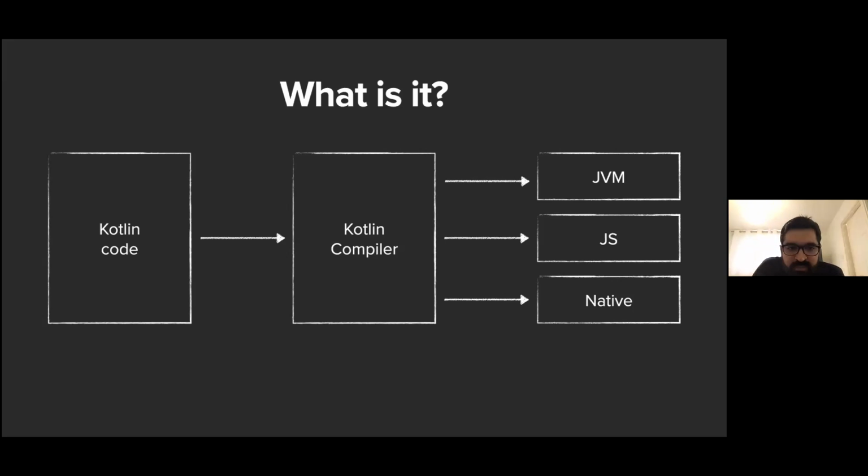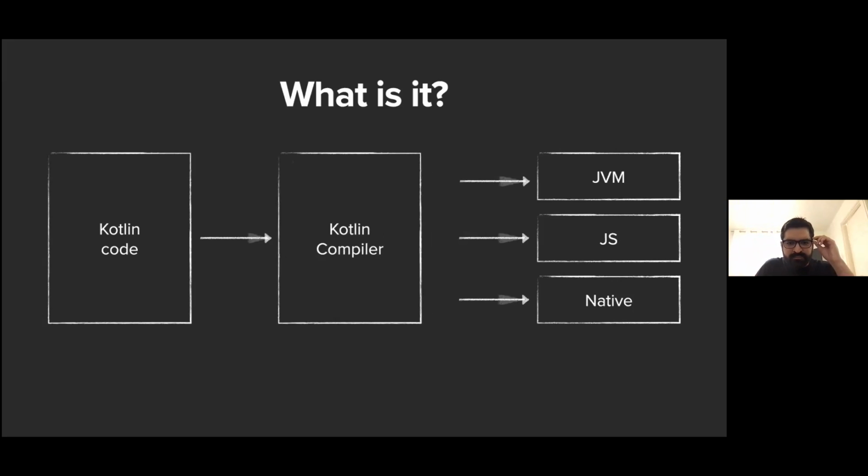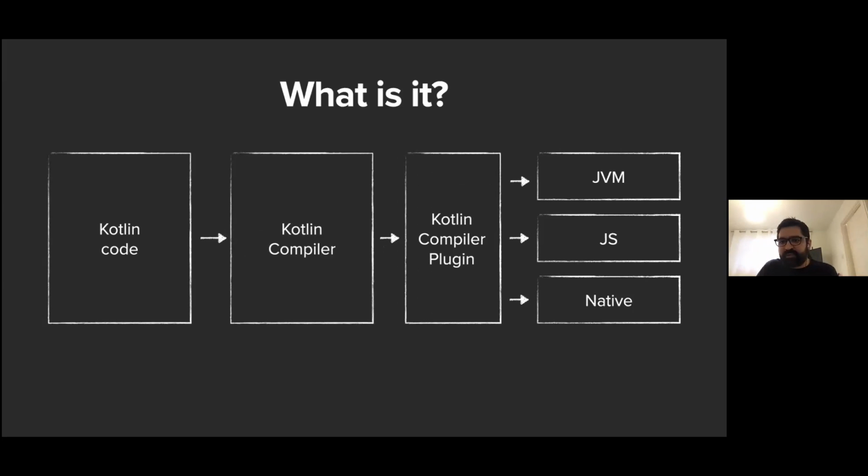So a Kotlin compiler plugin could be something right in between the compilation and the platform compiled code, and we can see it as an extra layer that intercepts the code that is being compiled. And in this layer, you can add your own extensions, as they call them, that allow you to modify the code as much as you like to.